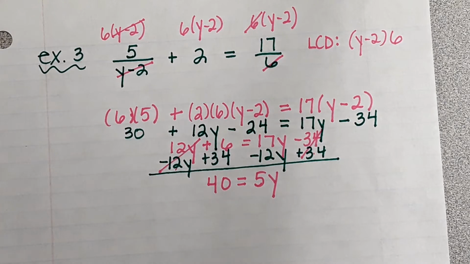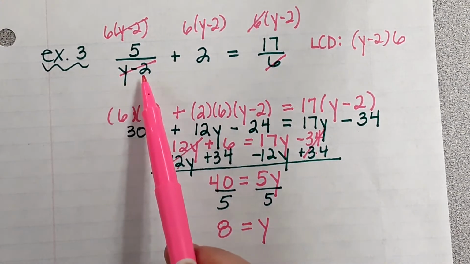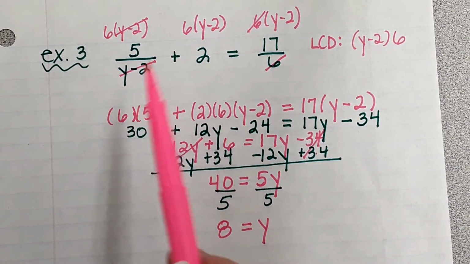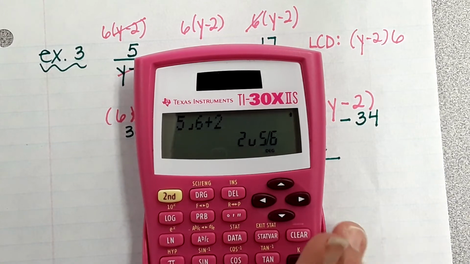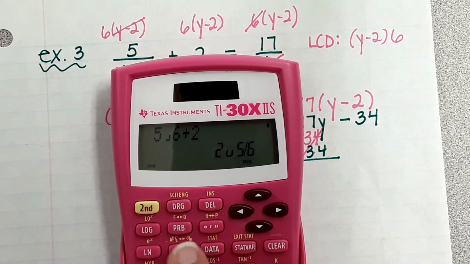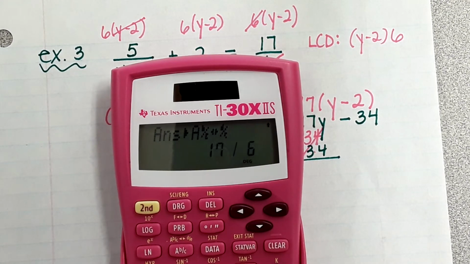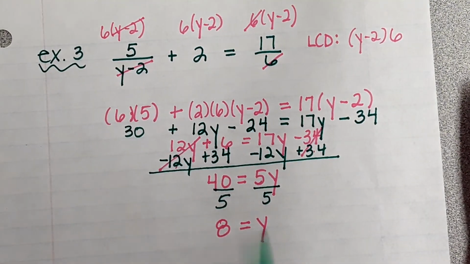And what's my final step? And what does y equal? And we always need to do what? Check it. So what's 8 minus 2? 6. So that means I have 5/6 plus 2 equals 2 and 5/6. So let's see. I'm going to change that to a mixed number, which your calculator can do for you. And I get 17/6. And that's what it should equal. So this is my answer right here.